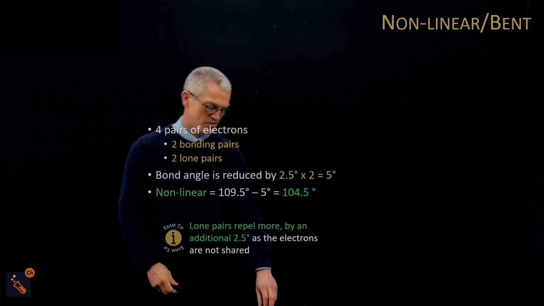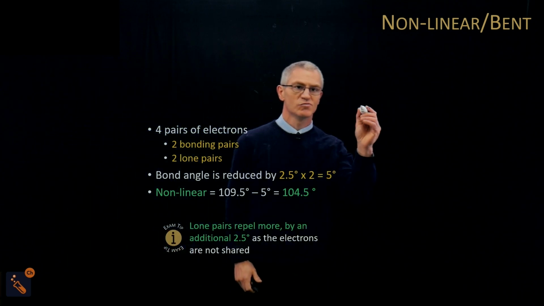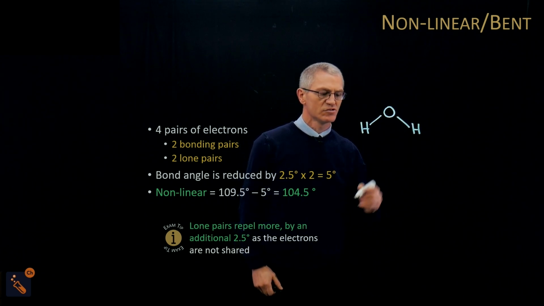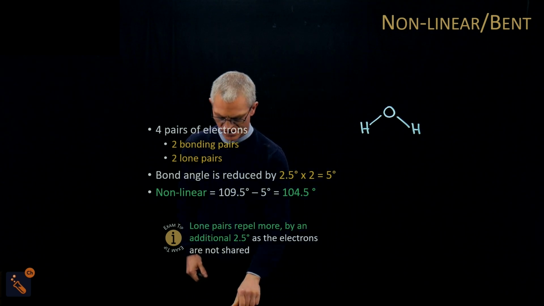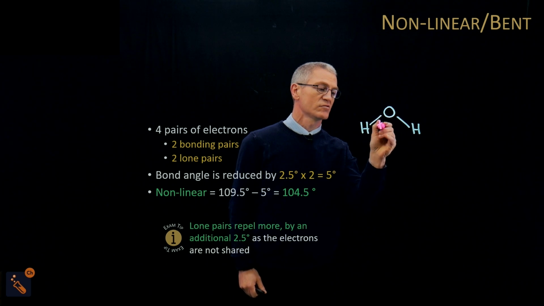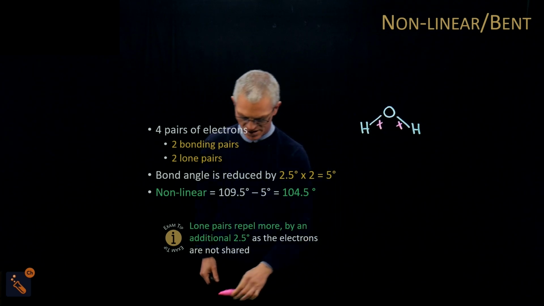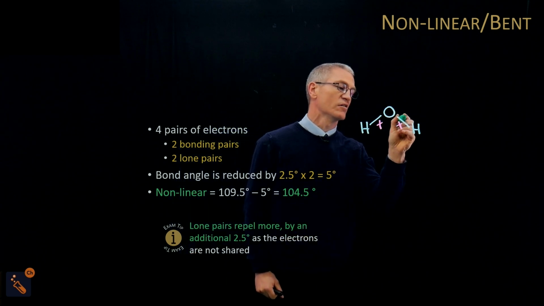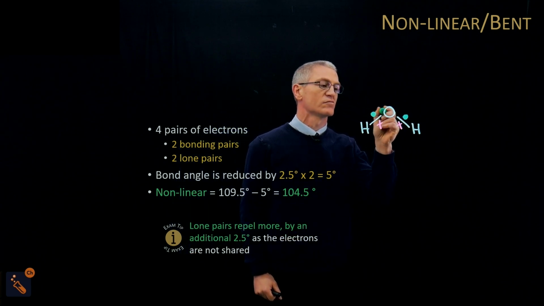The example of this, which is most commonly used, is water. So if you draw water, water has 2 bonds here. And then we put the electrons in for the hydrogens. There's our hydrogen electrons. And then we put in our oxygen electrons.